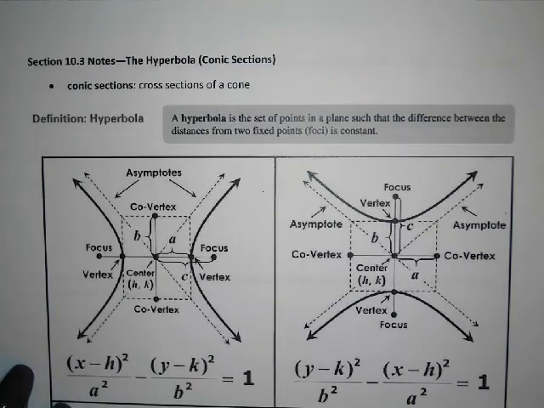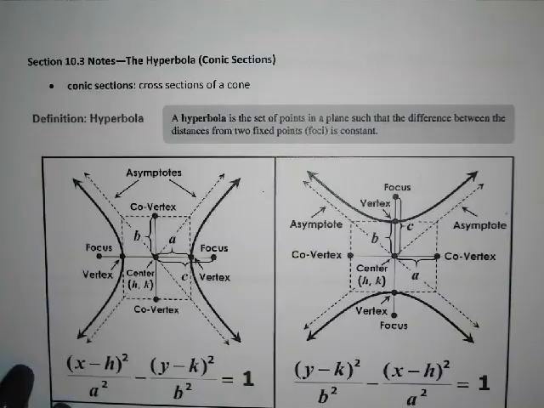This video is on section 10.3 notes, the hyperbola. So the definition of a hyperbola is the set of points in a plane such that the difference between the distances from two fixed points, called foci, is constant.